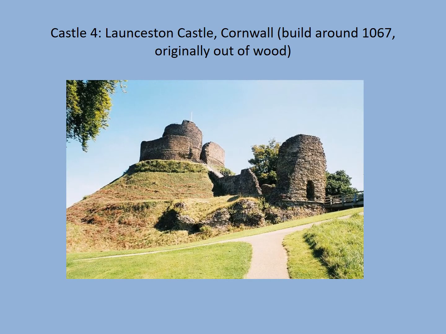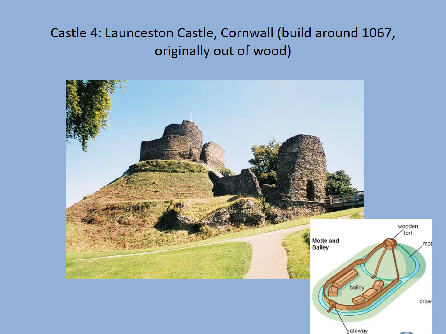What about this one? This is Launceston Castle in Cornwall, although the locals call it Lanson Castle. It was built around 1067, originally out of wood. Okay, the angle might be playing a few tricks on you here, but can you see what type of castle it is? There are a few clues. It is indeed a motte and bailey.